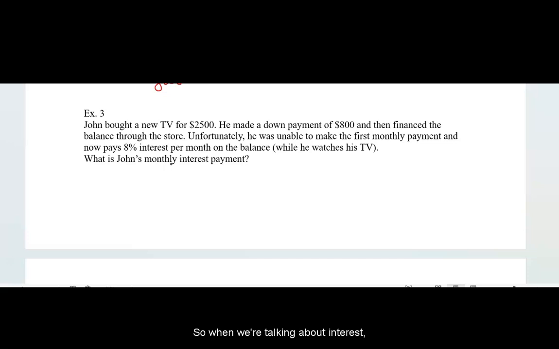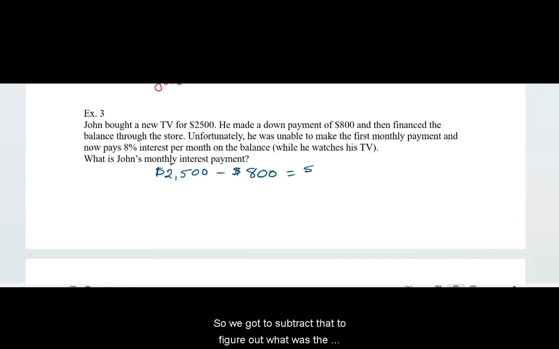So when we're talking about interest, let's start off first with how much he owed. Because the TV was $2,500. That better be a nice TV. And then he put $800 down. So we've got to subtract that to figure out what was the balance that he owed. And we get $1,700. Now we can look at what the interest is he's paying.